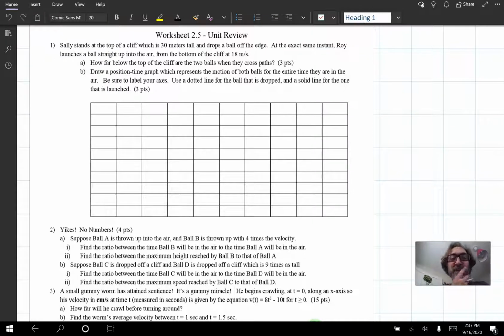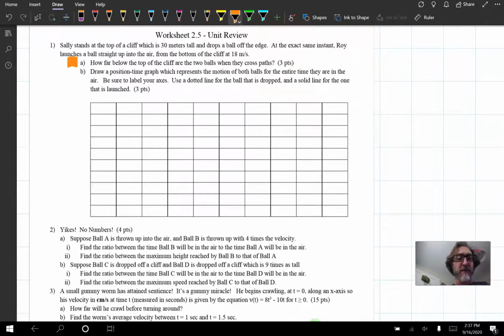So here we go. It says Sally stands at the top of a cliff that's 30 meters tall and drops a ball off the edge. At the exact same instant, Roy launches a ball straight up into the air from the bottom of the cliff at 18 meters a second. So in part A, we have to figure out how far below the top of the cliff the two balls are when they cross paths, and then B asks us to draw the position-time graph that represents the motion of the balls.